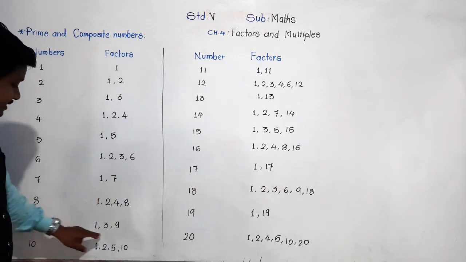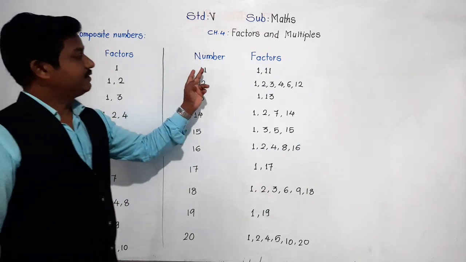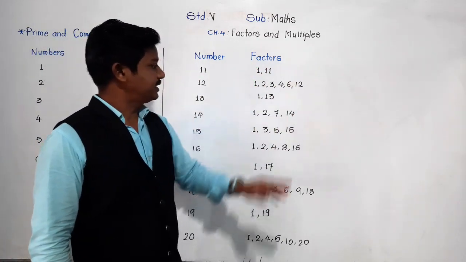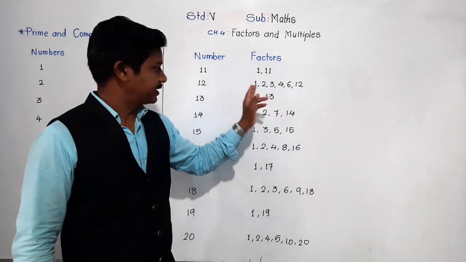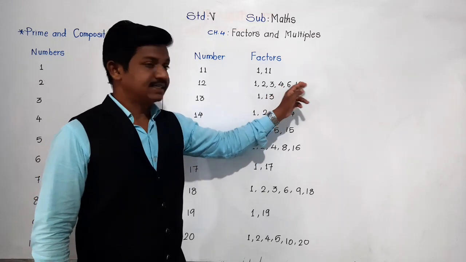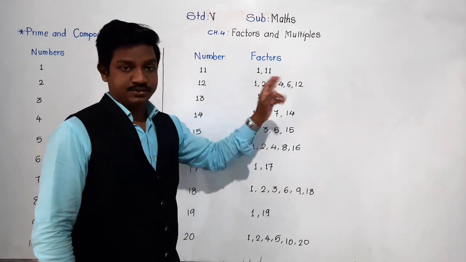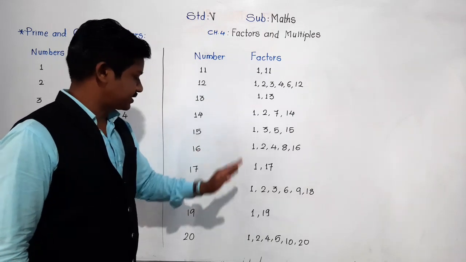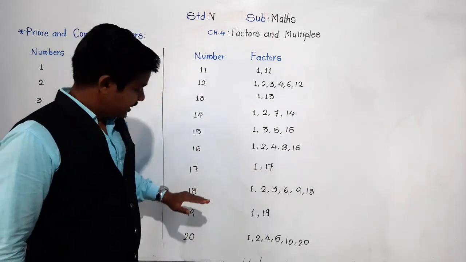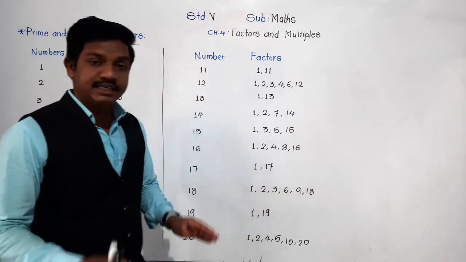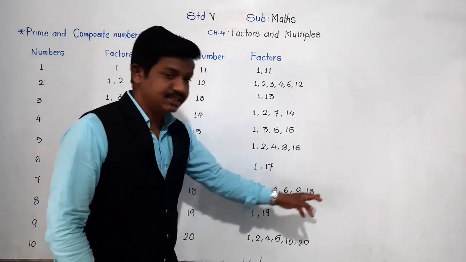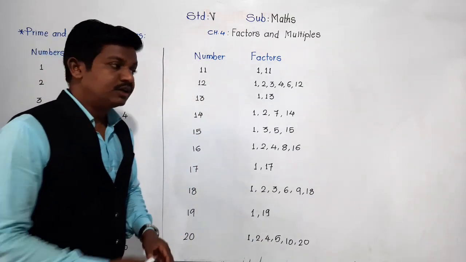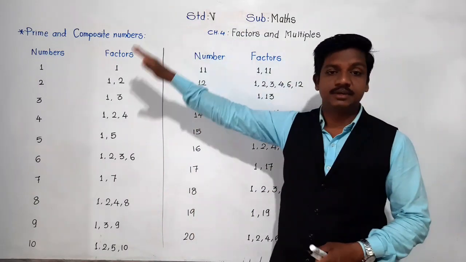This way. 9 has 3 factors, 10 has 4 factors, okay. 11 has only 2 factors, 1 and 11 itself. 12 has 1, 2, 3, 4, 6 and 12 itself, total 6 factors, okay. So 12 comes in these 6 tables, okay. 13 has only 2 factors, 14 has 4 factors, 15 has 4 factors, 16 has 5 factors, 17 has only 2 factors, 18 has 1, 2, 3, 6, 9 and 18, total 6 factors, that means 18 comes in the table of these 6 numbers, okay? 19 has 2 factors and 20 has total 6 factors. Understood?